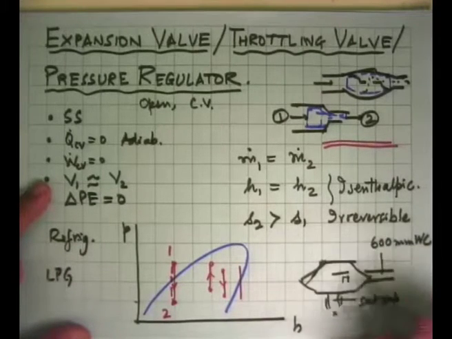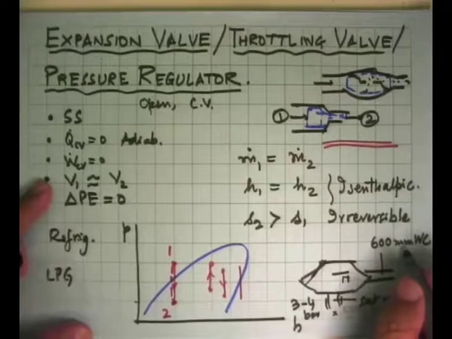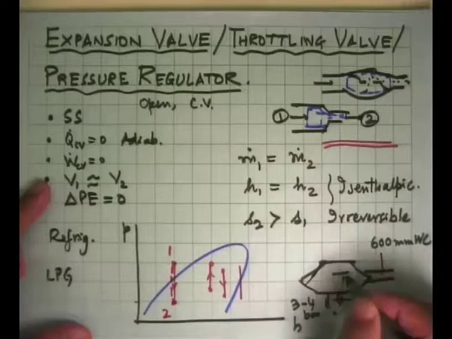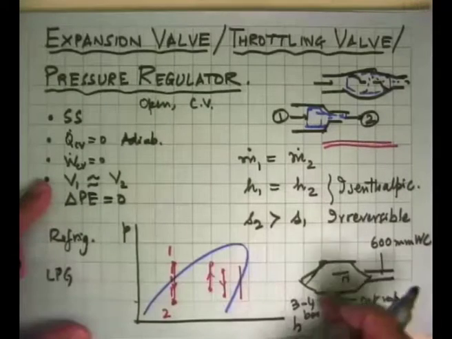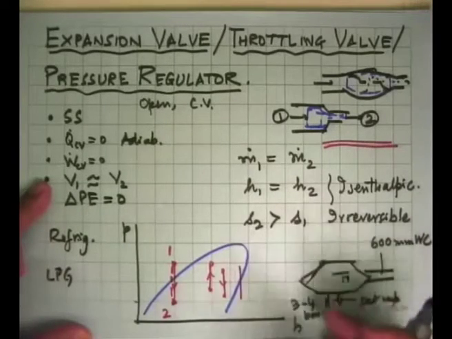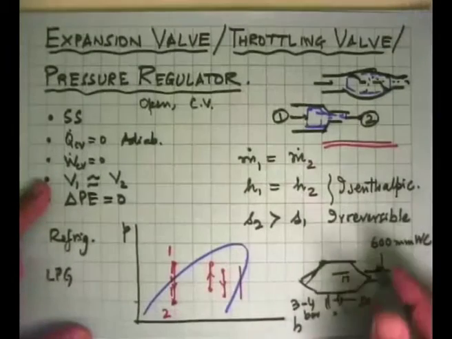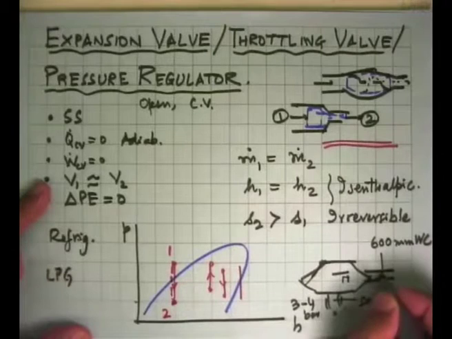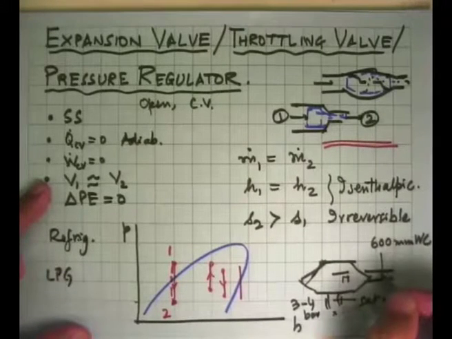So we have just throttled it from say 3 bar or 4 bar, somewhere in there, to 600 millimeters of water column. That's a much lower pressure. So this is a very small opening, like a millimeter in diameter or so, through which this vapor passes. There's a lot of friction that it goes through, and its pressure drops, but enthalpy remains the same. There is not much change in velocity. Potential energy changes are very small, and you get constant pressure over here.